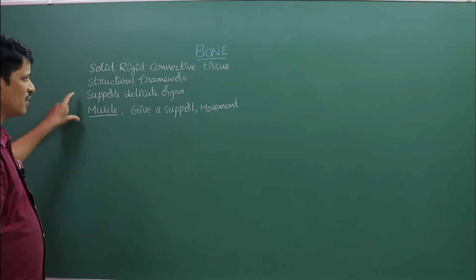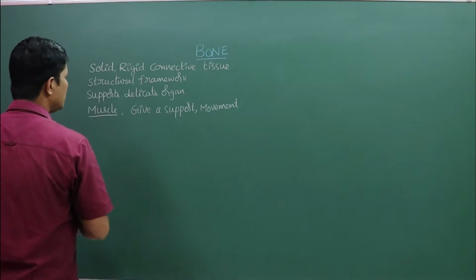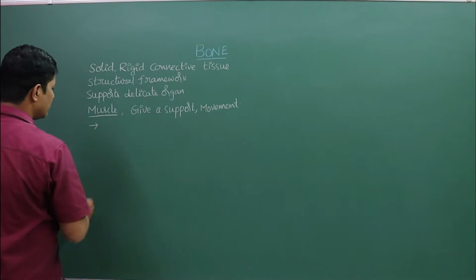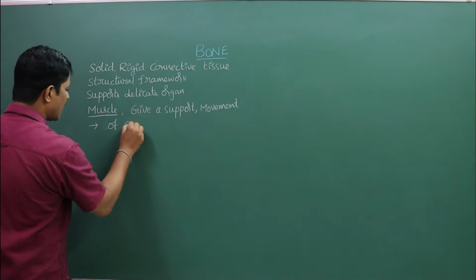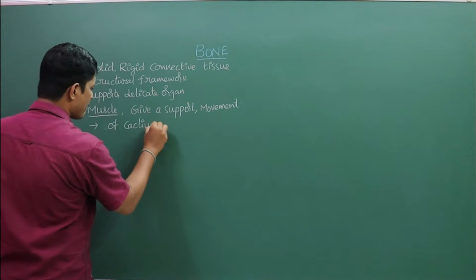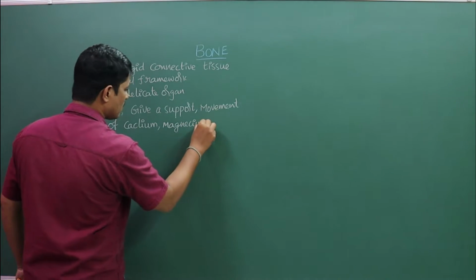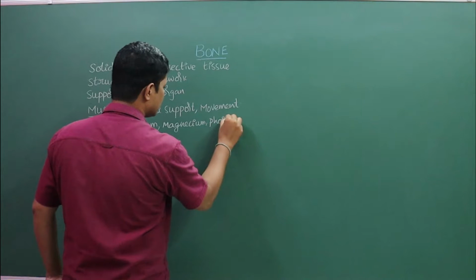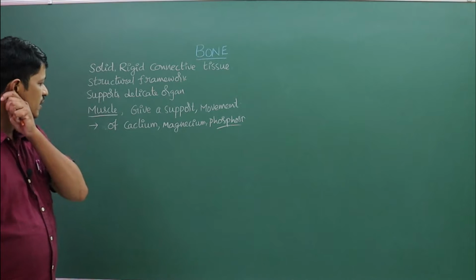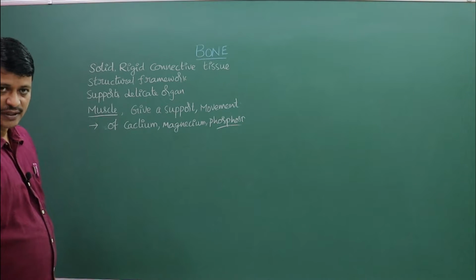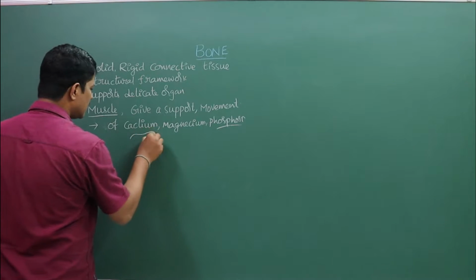Some general points regarding the bone. Bone is a homeostatic reservoir of calcium, magnesium and phosphorus. In this bone, actually, there are three parts.